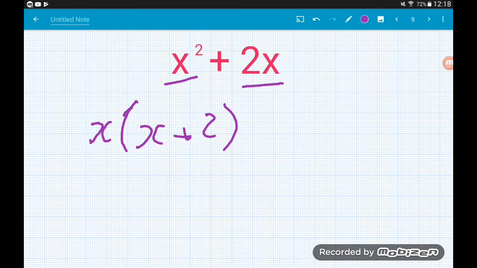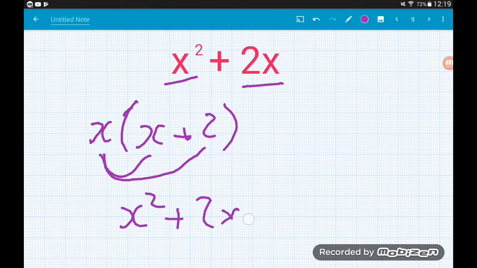Now let's just check that one by expanding it back out. x times x is x squared, and we've got the plus in the middle, and then x times 2 is 2x. So it takes us back to our original expression. Happy days.